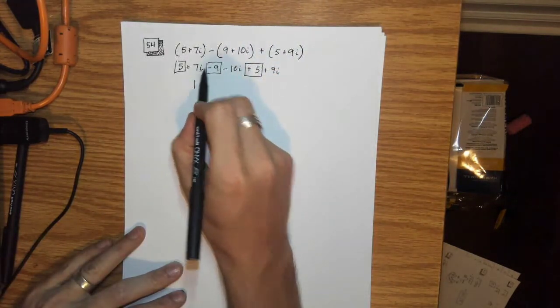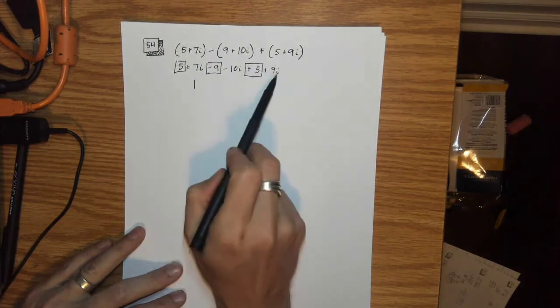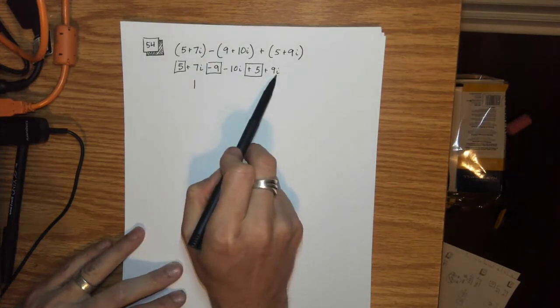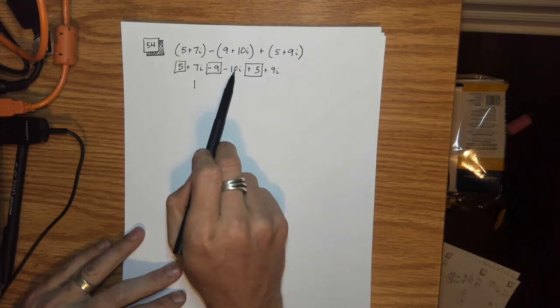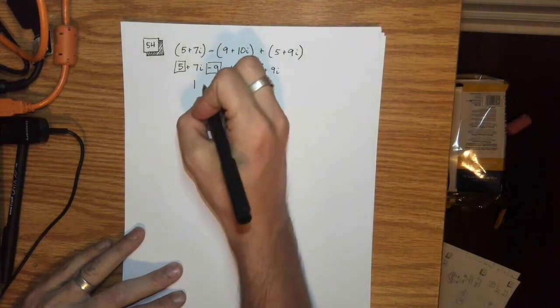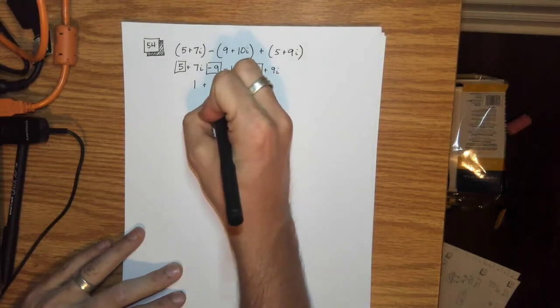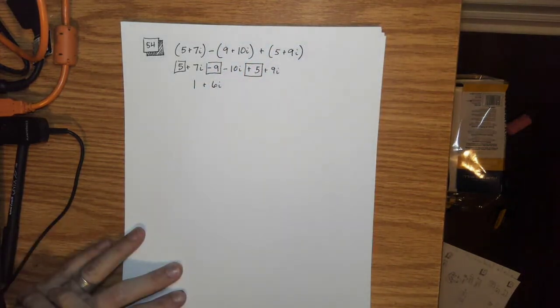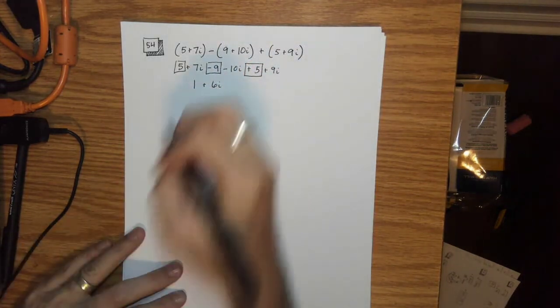Then we're going to combine these. We can combine these first. These are both positive. We can say this is 16i, and then it's minus 10i, which only gives us 6i left over. So this is our final answer. This is 1 plus 6i.